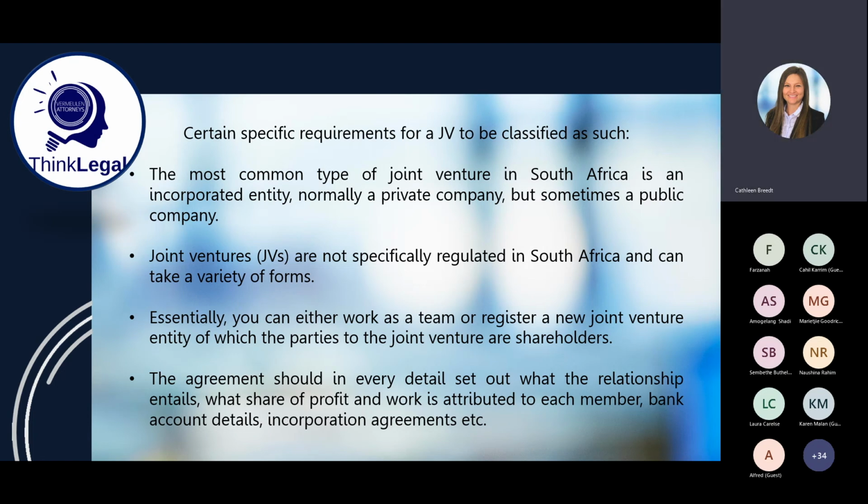The agreement should, in every detail, set out what the relationship entails. Again, this is not a requirement by law, this is a requirement to save your bacon because verbal agreements never hold up. So it would say things like what share of the profits, what share of the work is attributed to each member of the JV, bank account details, incorporation agreements, etc. So normally a JV will also open a separate bank account to which the amounts in terms of the contract is paid, so that obviously one company doesn't sit in charge of the other company and dictates what the finances of the JV does.